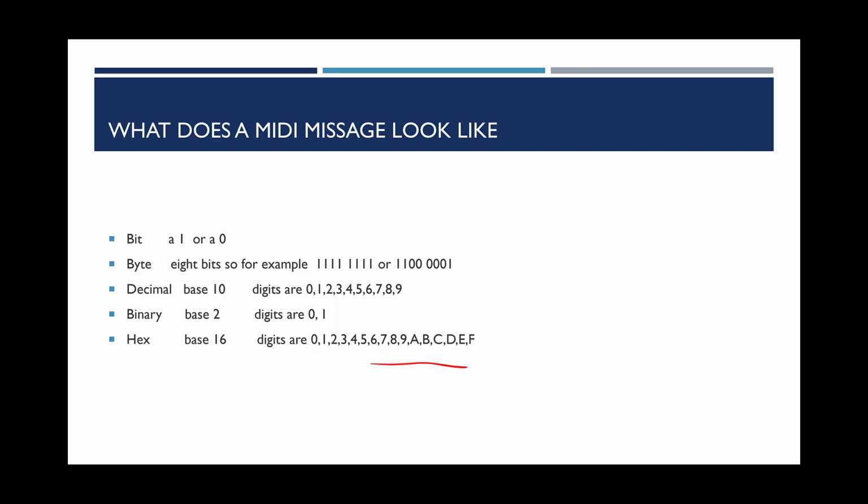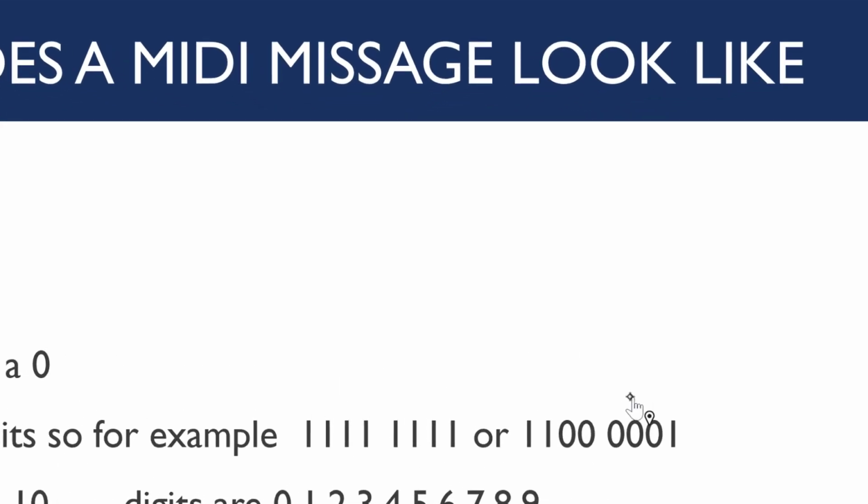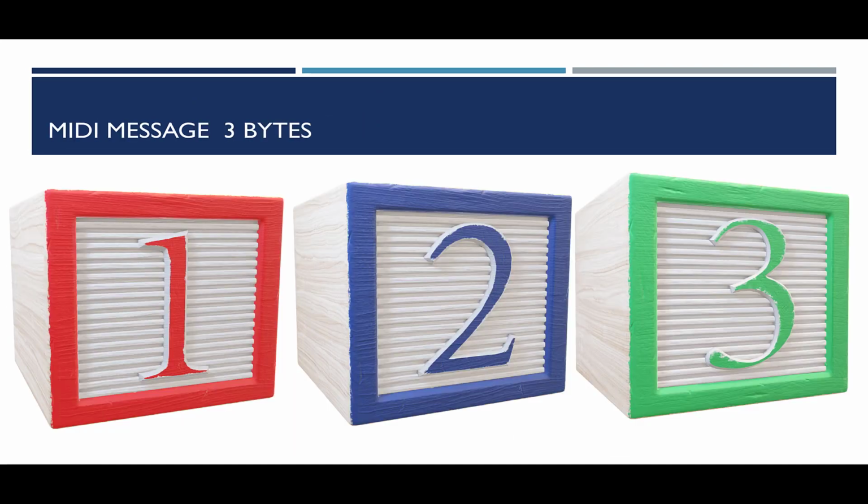So what does the MIDI on that wire look like? Well, let's go all the way down to the bits. A bit is just a 1 or a 0. And if you put them in a group of 8, we call it a byte.